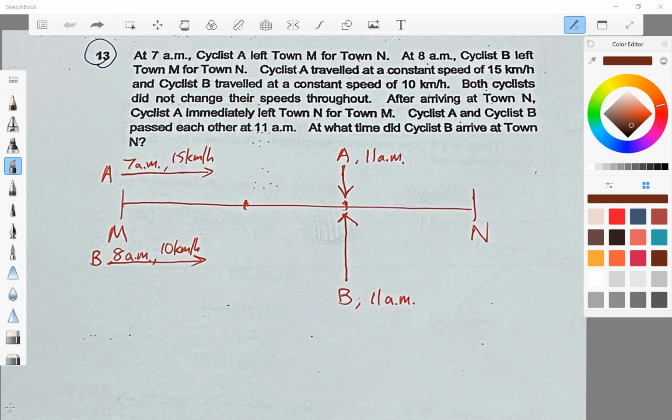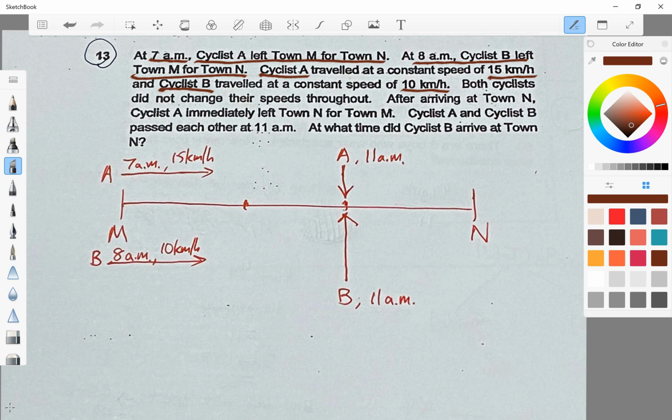So at 7 AM, cyclist A left town M for town N. As we have mentioned previously, let us do our annotations together. And at 8 AM, cyclist B left town M for town N as well. So both cyclists left the same town, and they were going in the same direction. They gave us the speed for cyclist A to be 15 km per hour, and cyclist B traveled at a speed of 10 km per hour. And it's said in the question that both cyclists maintained their speeds throughout the journey.